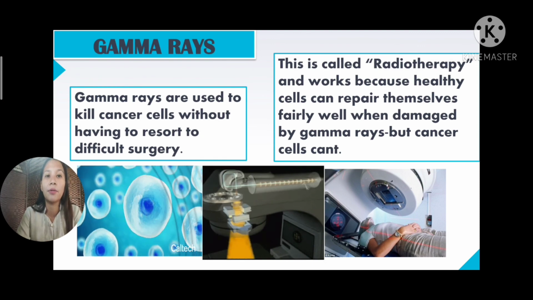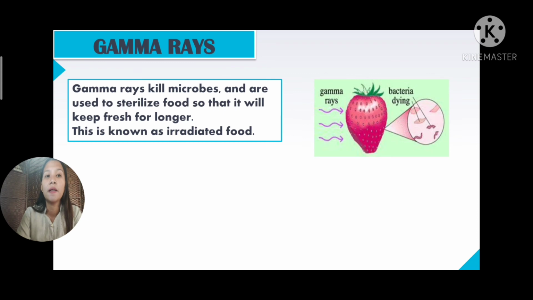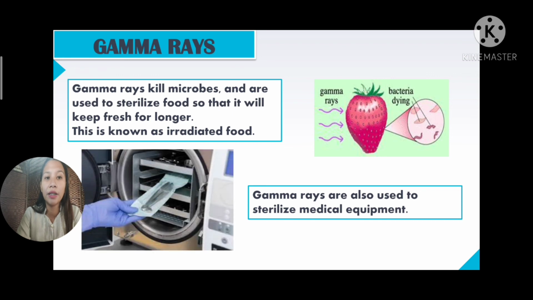So this is how it works if you have cancer, what we call radiotherapy, with gamma rays. Gamma rays also kill microbes and are used to sterilize food so it will keep fresh for longer. This is known as irradiated food. Next, gamma rays are also used to sterilize medical equipment.